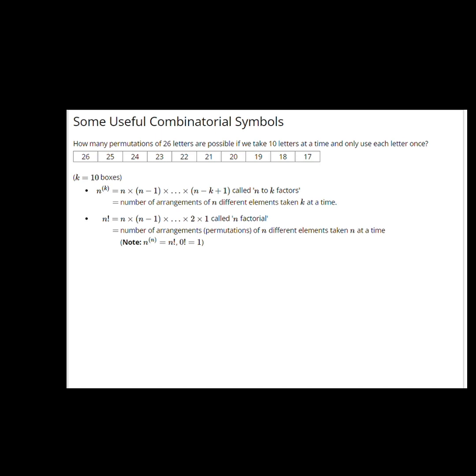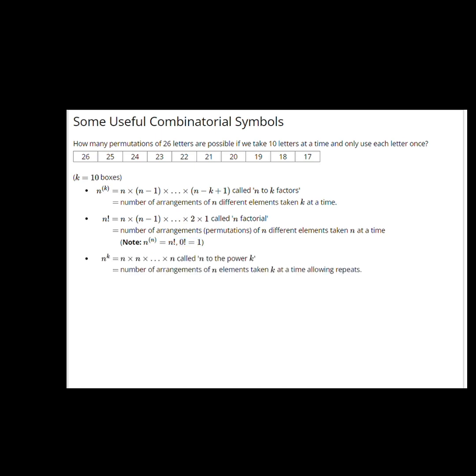You have already met the factorial, n factorial, which is a special case of this with k equals n. N factorial is n times n minus 1 down to 1, the number of permutations of n elements taken all n at a time. Two special cases of this are important. N to n factors is n factorial, but 0 factorial is equal to 1 by definition.